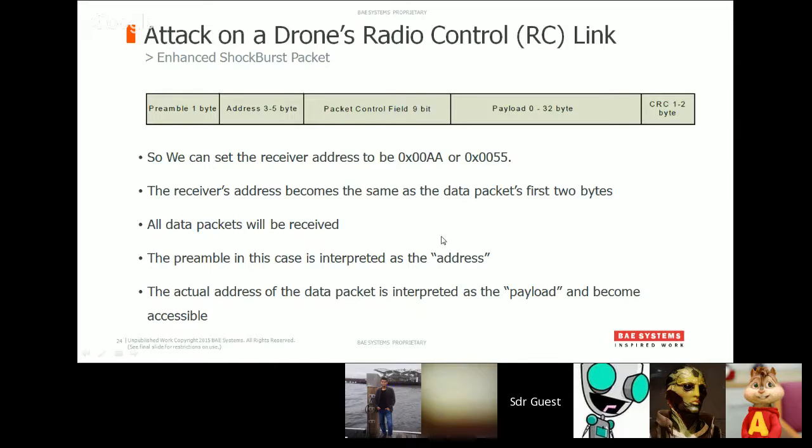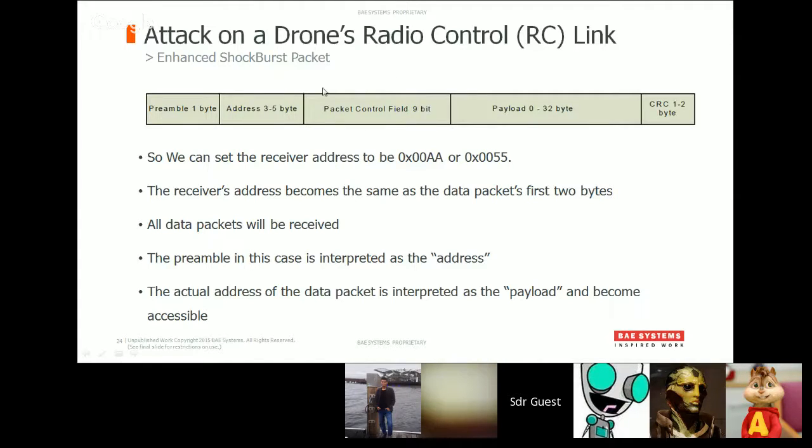So if we set 00AA as the receiver's address, what will happen? The receiver will receive all the data package, and then it will take the data after this preamble as the payload, because normally it takes the data after the address first 9 bits.